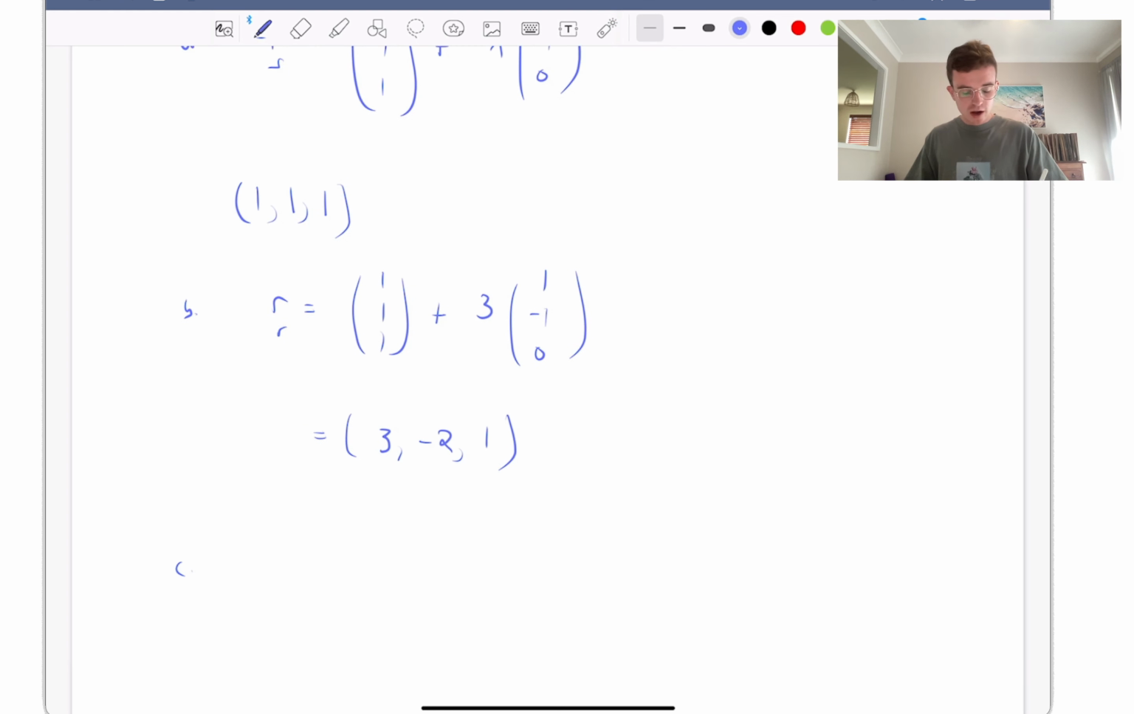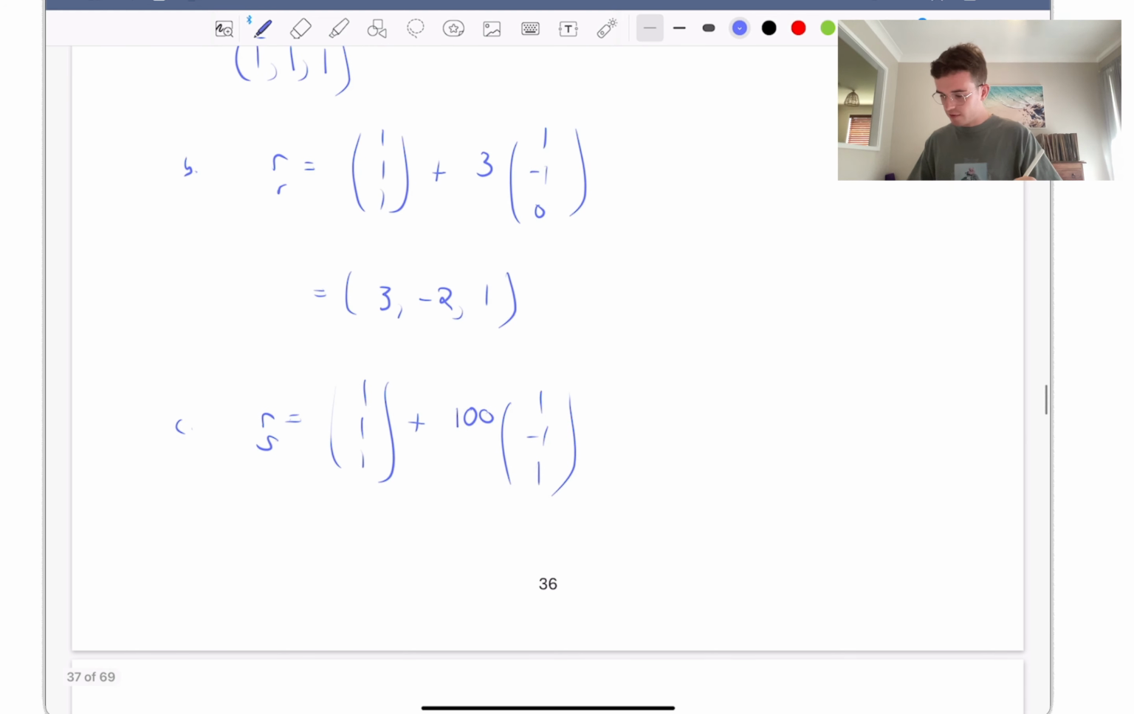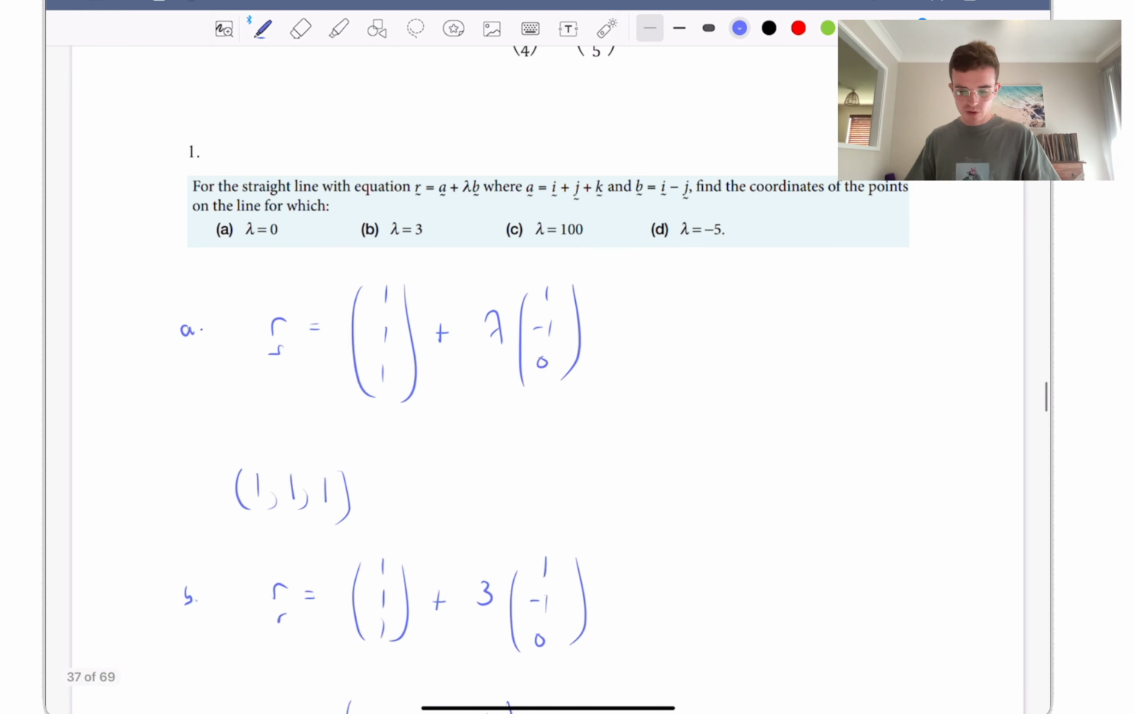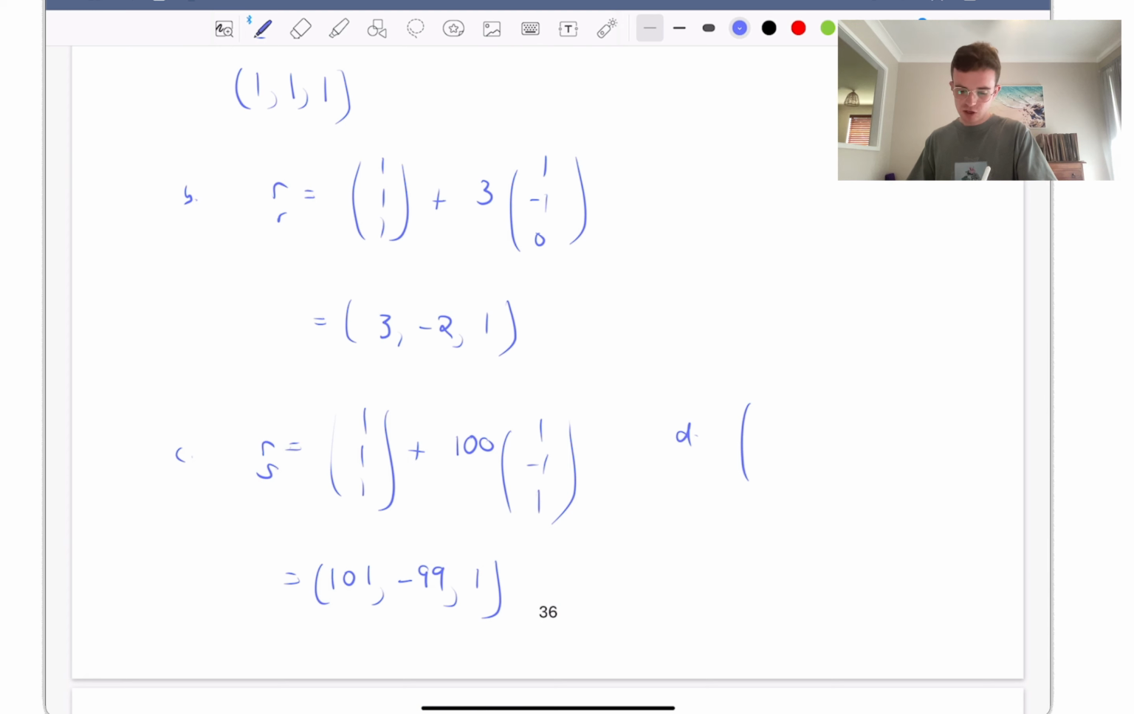Part C, lambda is 100, so it's just (1, 1, 1) plus 100 lots of (1, -1, 0). And if you do that, you should get (101, -99, 1). Part D, where lambda is minus 5. Again, it's just (1, 1, 1) plus, or we should say minus 5, lots of (1, -1, 0). And if you do that, 1 minus 5, minus 4, you get (-4, 6, 1).